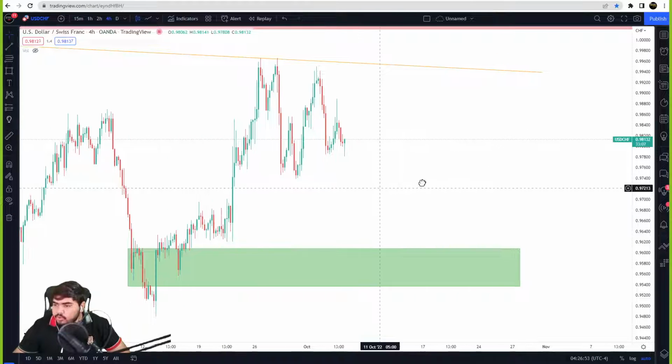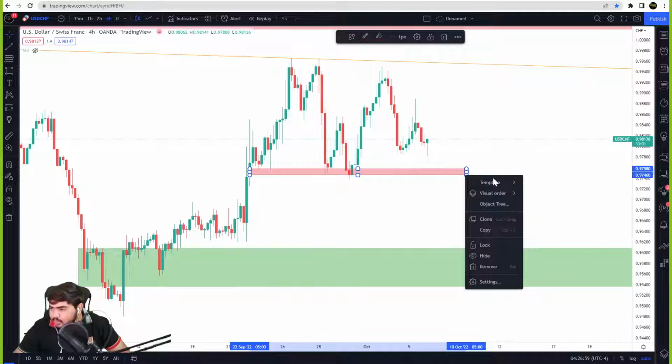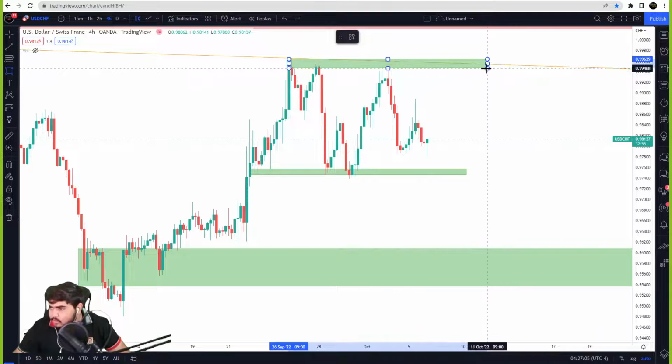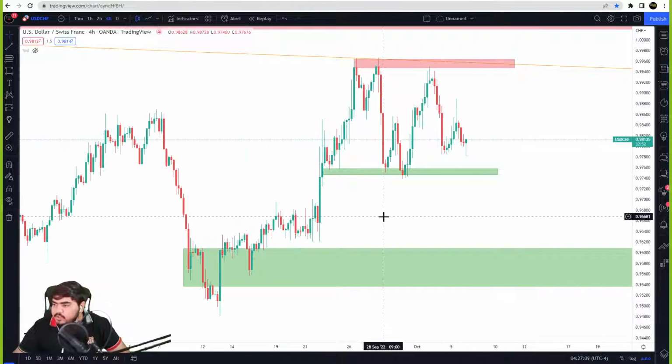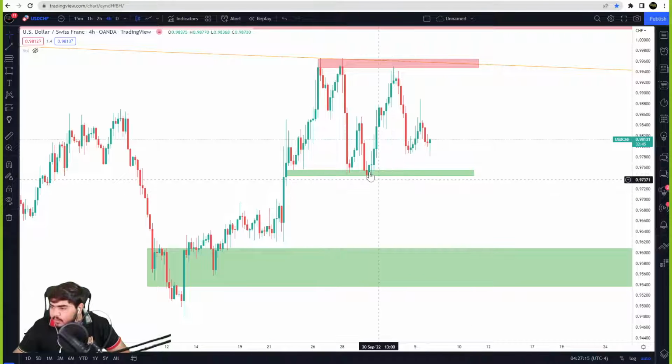On the 4 hour time frame, we have made a sideways range right now. This is a support area, and we have a resistance on the top right here. So the market is moving inside these support and resistance areas. I would be looking for a buying opportunity around this area on the 4 hour time frame right here.